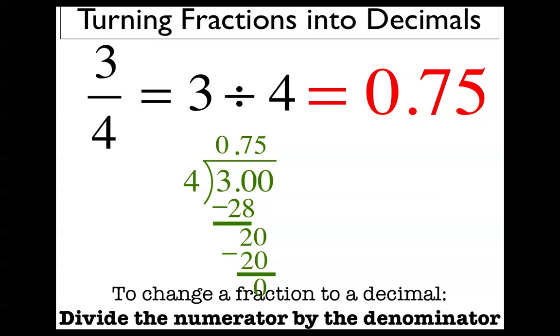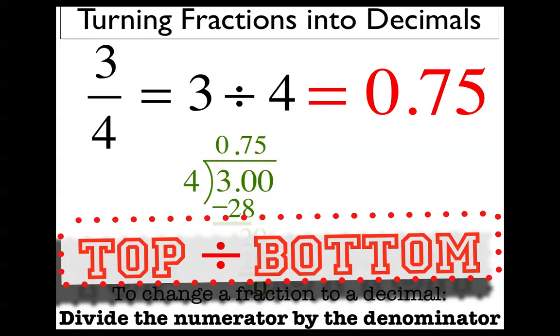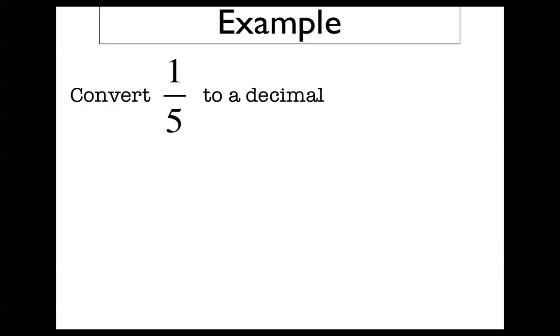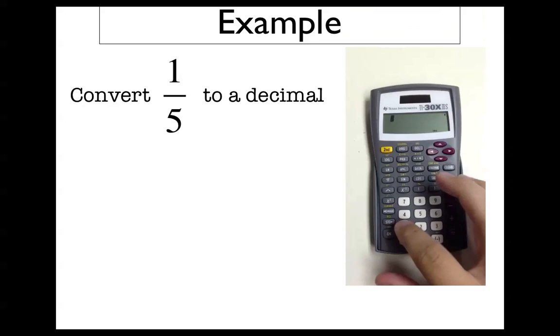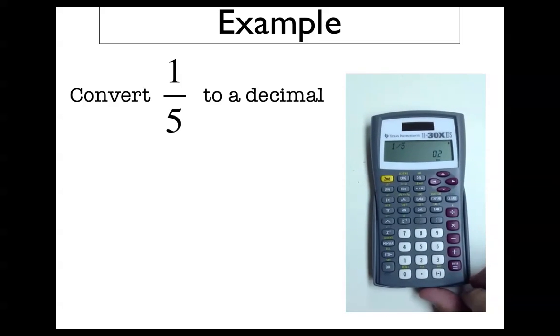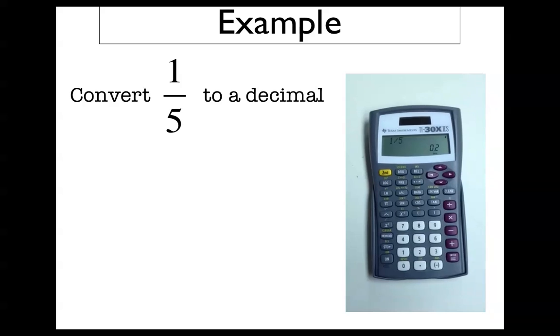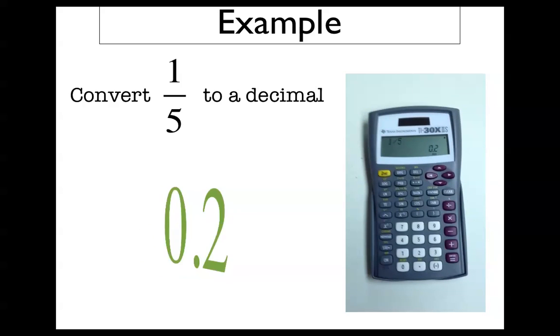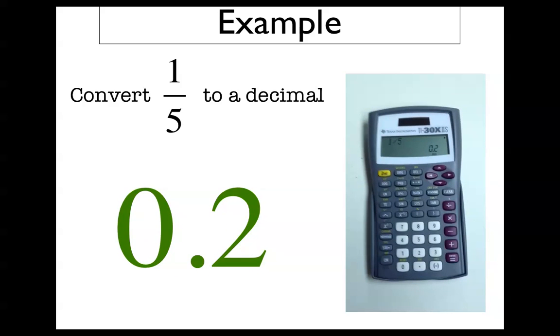And it's all a one-step process. Divide the numerator by the denominator, which is a fancy math way of saying top divided by bottom. If you can remember top divided by bottom, you got this whole lesson down. Let's do another example. If you wanted to convert 1/5 into a decimal, watch how easy this is. Bingo! 1 divided by 5 on your calculator gives you your answer, and you're done in about 3 seconds. 0.2. Voila! Easy as that.